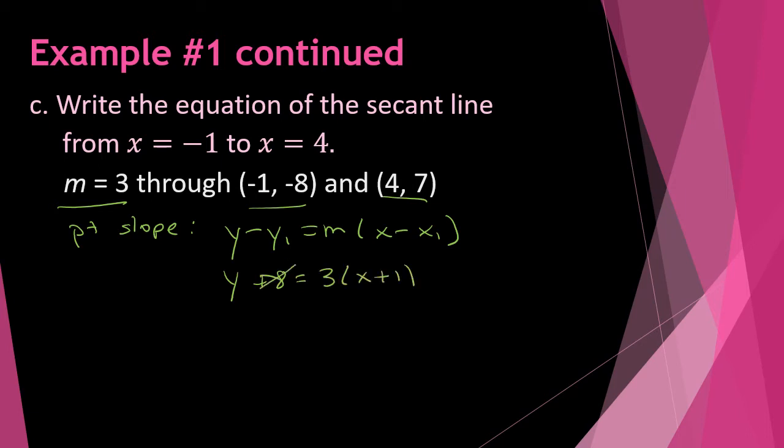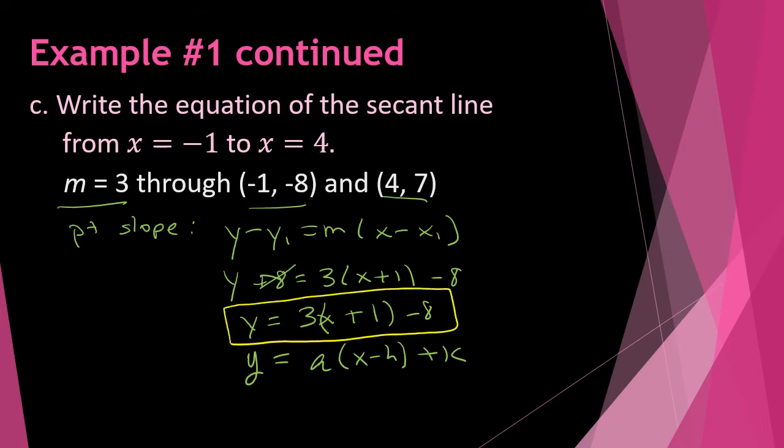Technically, you can take this 8, move it over here, so y equals 3 times x plus 1, minus 8. And this is really an HK format. If you think back to what we talked about last semester, this is a times x minus h plus k. If you just want to write your equations in HK format, that's also a legitimate way to do that. I don't really need to solve because all it says is write the linear equation. This right here is a linear equation. I don't have to take it any further. Done.